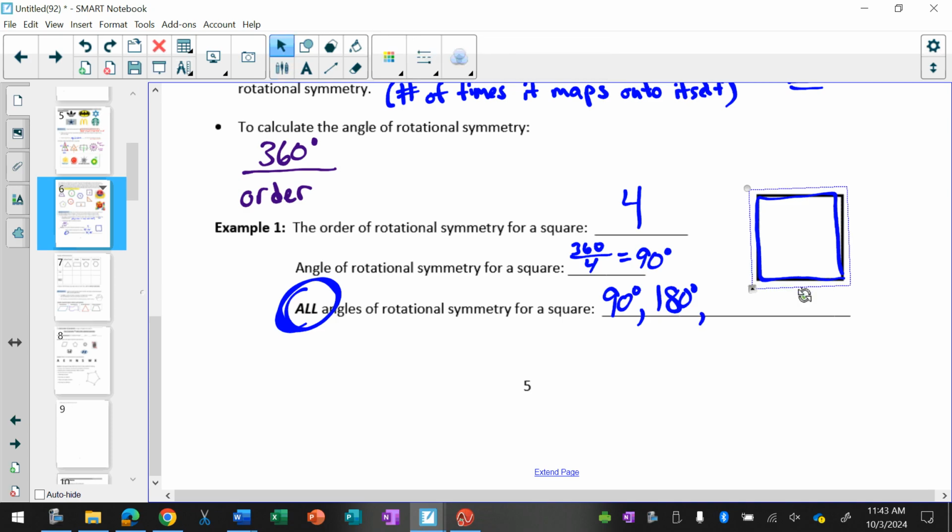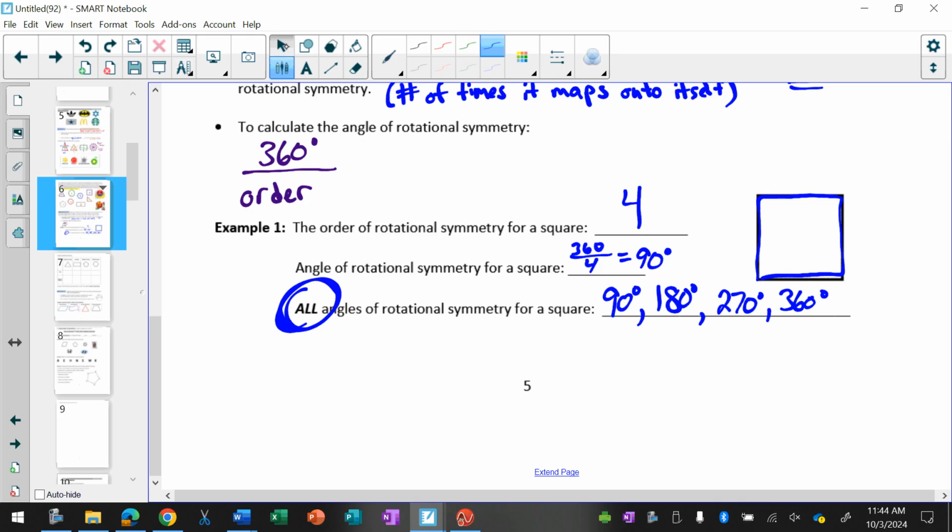And then a third 90, 3 times 90 is 270 degrees, and then we will always end at 360 because that's back to where we started. So there are 4 orders, and each order has a separate angle. 1, 2, 3, 4. Our order of 4, there's an angle for each one.